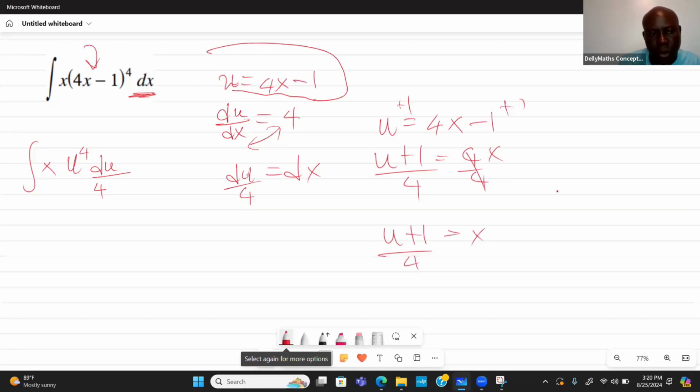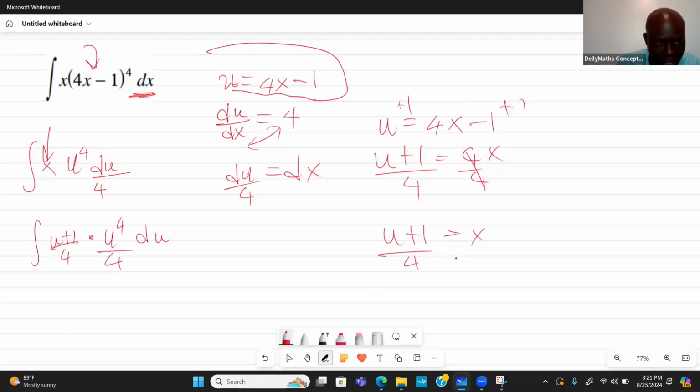I'm going to put that where x is. So let us rewrite this. So instead of writing x, I'm going to write u plus 1 over 4. And this is going to multiply by u to the fourth over 4 du.